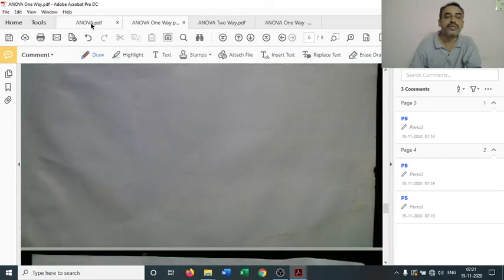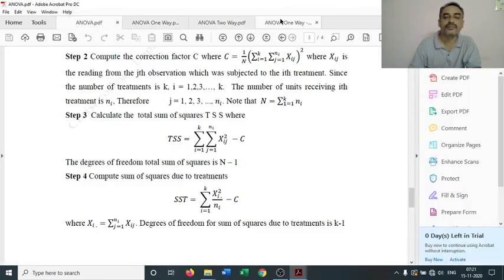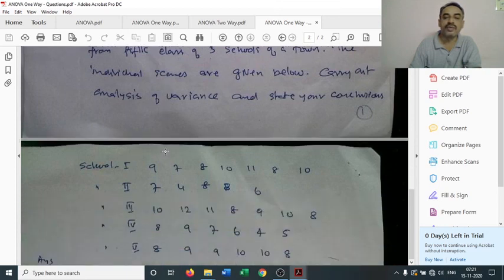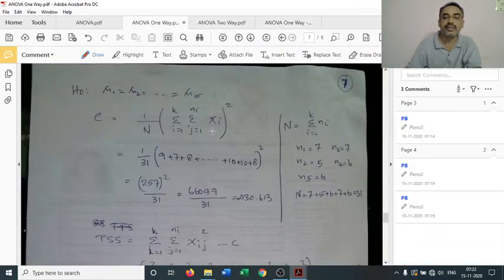So, our third question is again: a test was given to students taken at random from the 5th class of 5 schools. Carry out ANOVA and state your conclusions. So here are the observations from five schools. We can see the page of the answer. H0 is mu1 equals mu2 equals mu5, that is, all the 5 schools are equally performing.